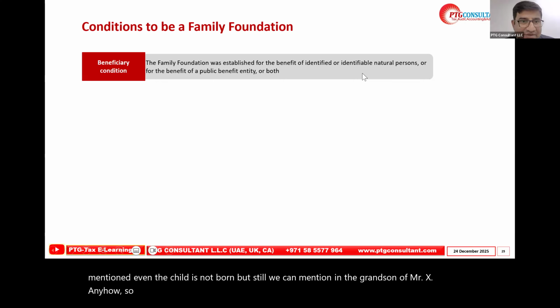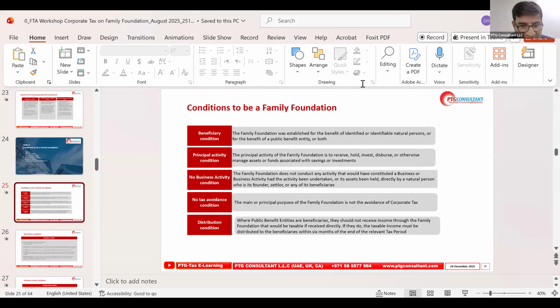Anyhow, this part is done. We have already seen the beneficiary condition. Now I have shared in the group the first two documents for the beneficiary. I hope most of the people got the foundation register. So I'm going to open the same sheet and share it here.